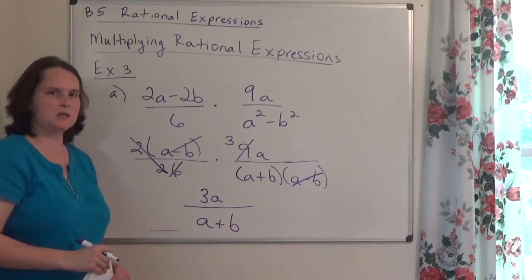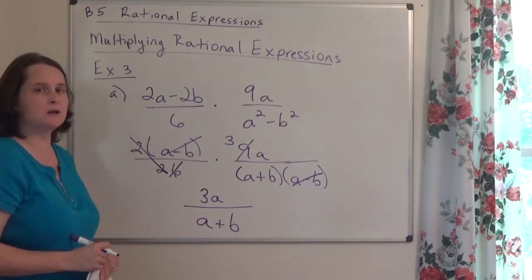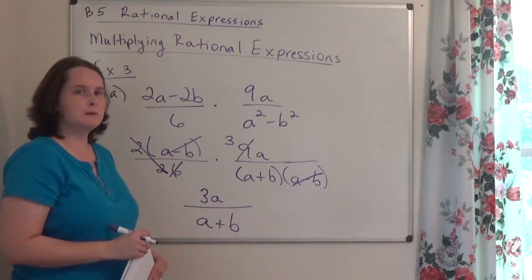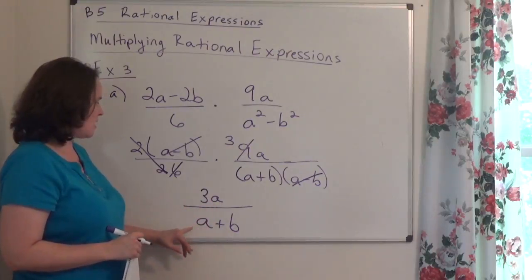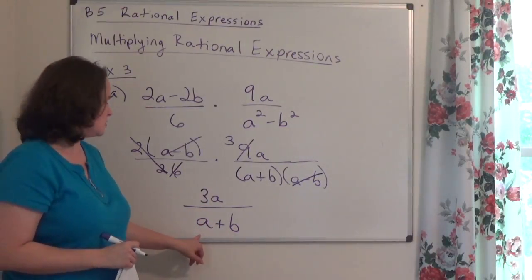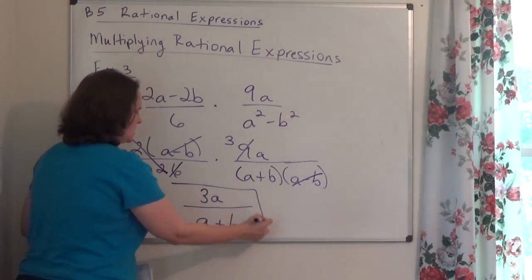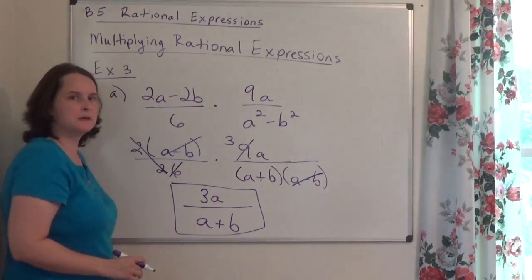Do you think I could do anything else to this? Alright, sometimes people want to cross out the a's, but remember we cannot cross these a's out because this a is a term, it's not a factor. You can only reduce the factors. So we're going to have to leave it just like it is. 3a over a plus b is our answer.